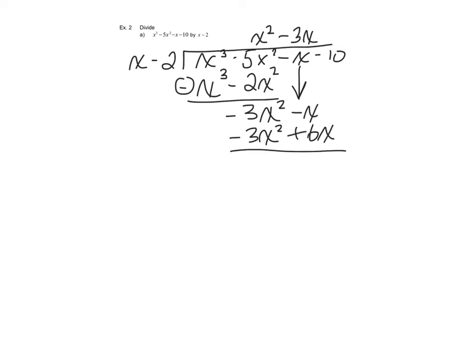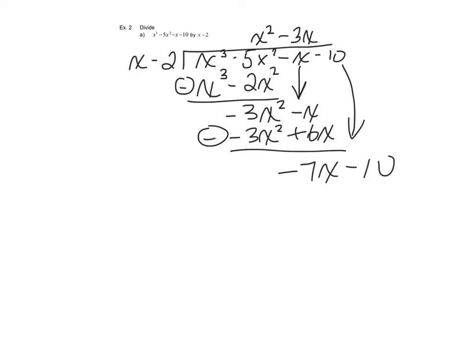And then I minus that. Again, the whole point is to get those the same, so when I subtract, I get 0. I do the subtraction, and I end up getting negative 7x. I bring this down, minus 10.